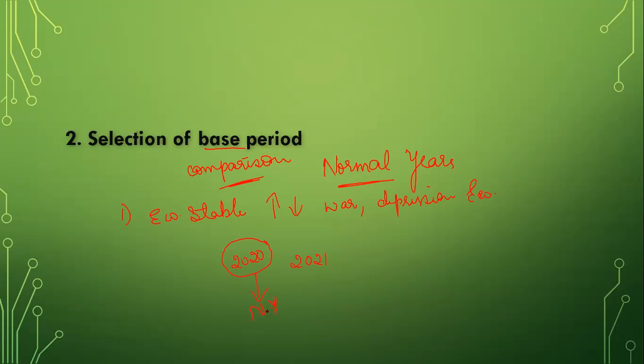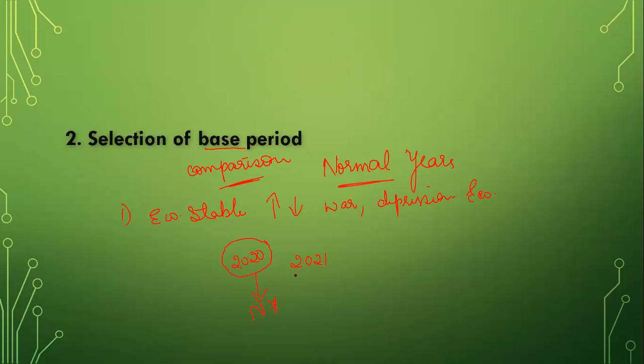See, due to coronavirus, what has happened? The economy is not stable, right? The GDP growth has completely come down. There are many issues happening. So we cannot take 2020 as a base year. When you select a particular base year, you should consider that there should not be any ups and downs. There should be no disaster that has happened in that previous year.